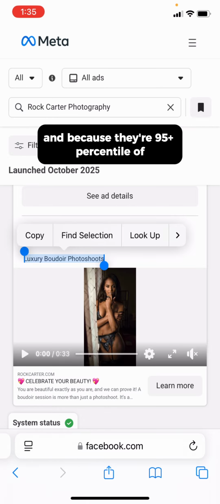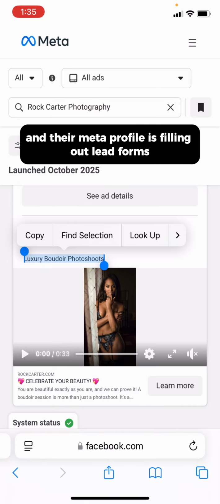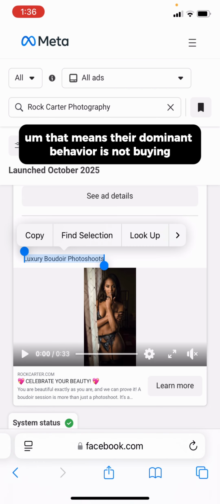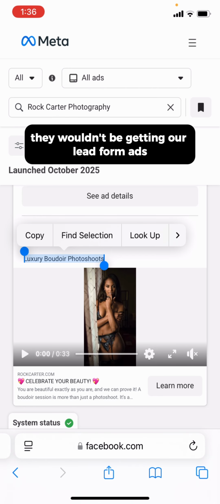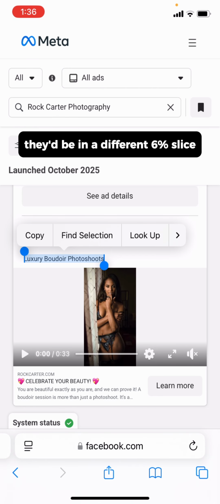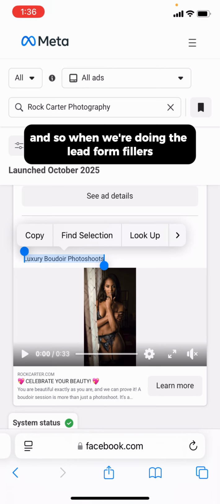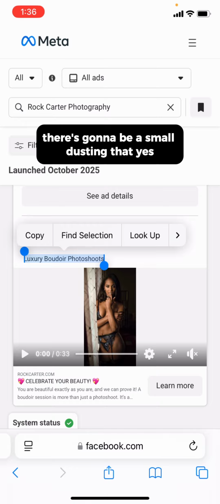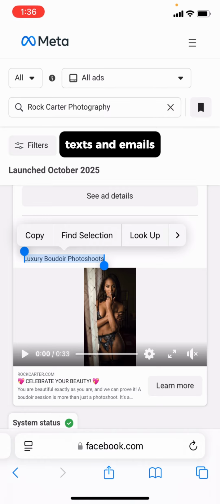And because they're 95 plus percentile, their dominant profile on Meta is filling out lead forms, that means their dominant behavior is not buying. Because if it was, they wouldn't be getting our lead form ads. They'd be in a different 6% slice. And so when we're doing the lead form fillers, there's going to be a small dusting that, yes, they will also answer our phones, texts, and emails.